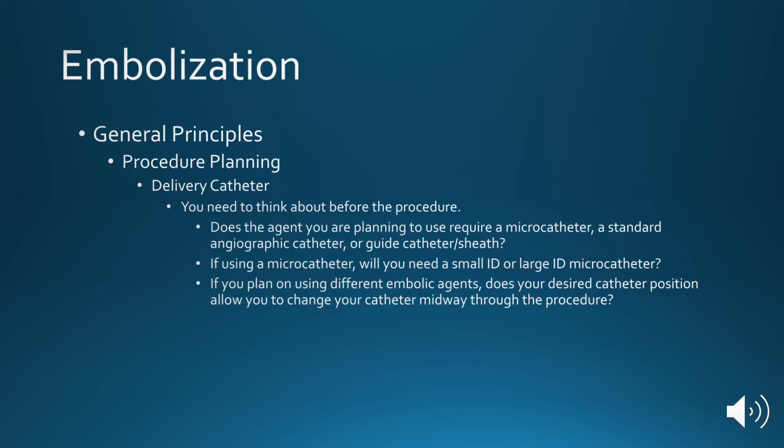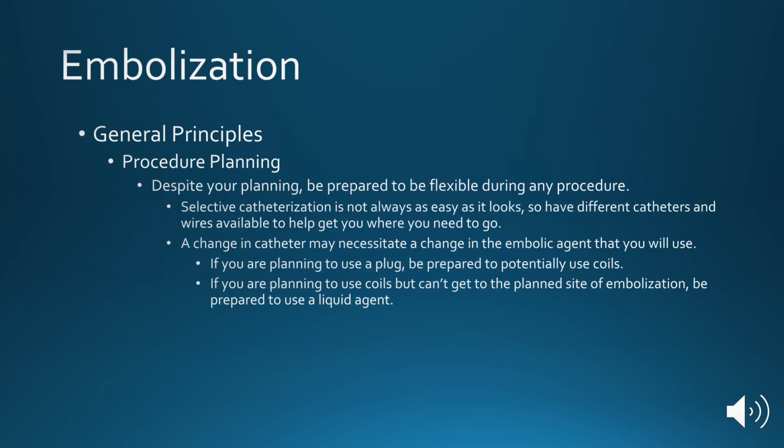So you have to ask some questions. Does the agent that you're planning to use require a microcatheter, a standard angiographic catheter, or a guide catheter or sheath? If you're going to be using a microcatheter, do you need one with a small inner diameter or a large inner diameter? And if you plan on using multiple different embolic agents during a procedure, then does your desired catheter position allow you to change your catheter midway through a procedure?